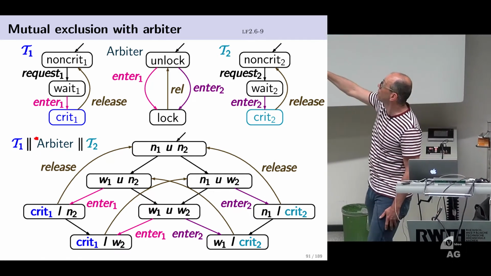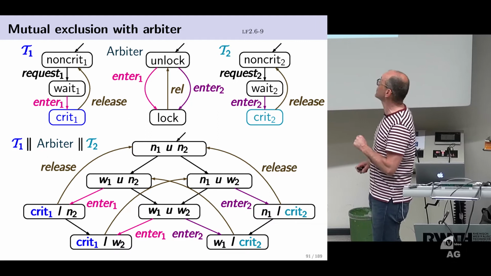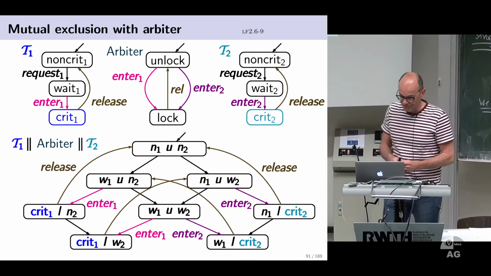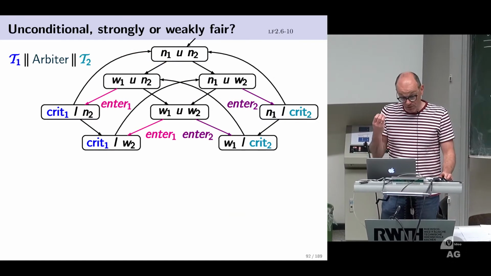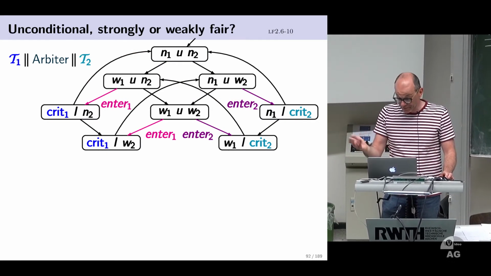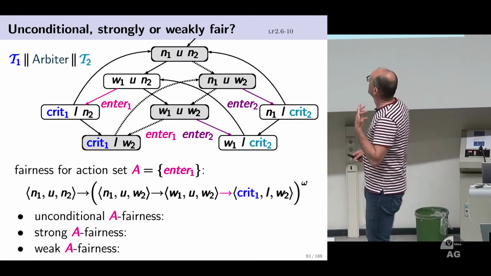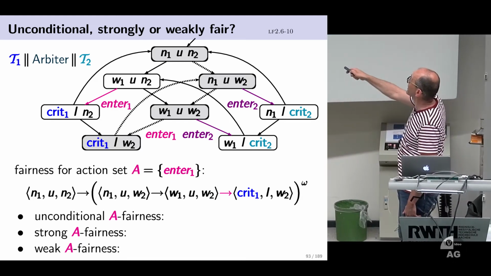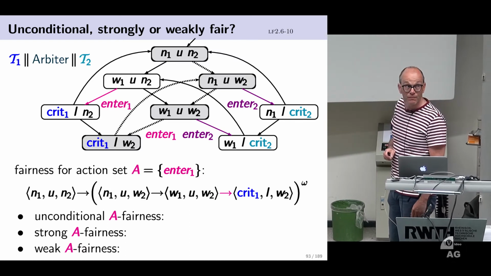This was the transition system we have seen before of the parallel composition of those three. Remember, I used the double bars here because we use synchronization here. I synchronize over all common actions. And this is the transition system we get. Good. So the question is unconditional, strong, or weak fair. Let's give some examples. Good. First of all, we fix a set of actions. In this example, I take a singleton set which only contains the action enter 1.